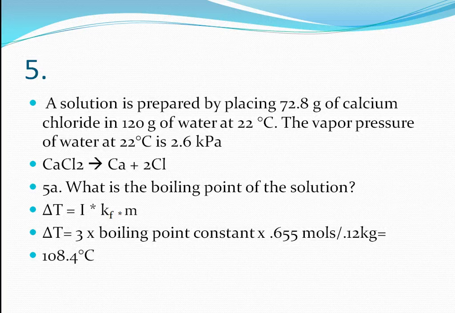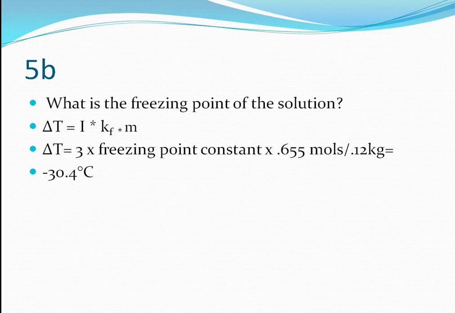So you know that delta T is equal to i times Kf times molality. So delta T is equal to 3 times the boiling point constant multiplied by 0.655 moles, which you figure out by using the molar mass of calcium chloride, all over 0.12 kilograms, which you figure out because you have the water, which will give you a final answer of 108.4 degrees Celsius. It's basically plug and chug, guys.